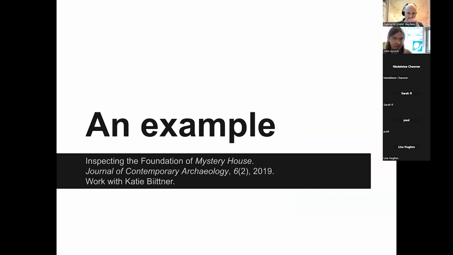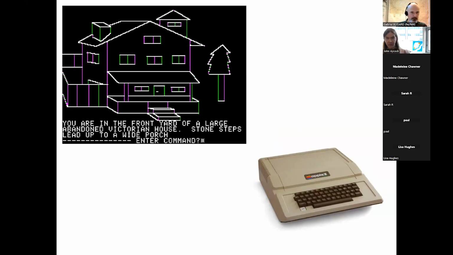And this is work with Katie Bittner. In this example, I worked with Katie on the 1980 game Mystery House on the Apple II computer. The game was the first one designed by noted game designer Roberta Williams, and it was implemented by her husband, Ken Williams. This was the first game published by their company, a company that would eventually be renamed CR Online. You might think that Mystery House looks crude, and it does.